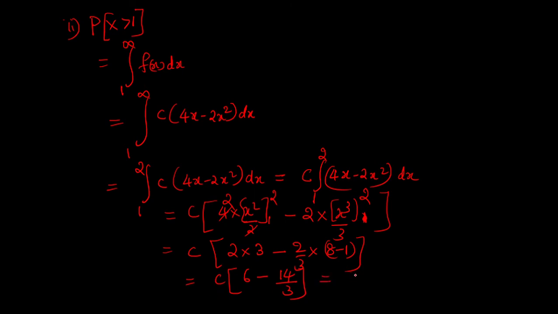Substitute the value of c, which is 3 by 8. Taking cross multiplication, we get 18 minus 14 by 3. That is 3 by 8 into 4 by 3. That is equal to 1 by 2. That is the probability of x greater than 1 is equal to 1 by 2.